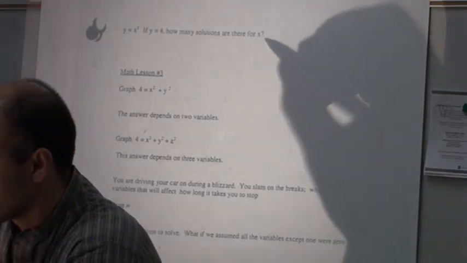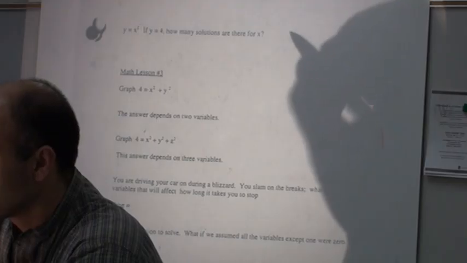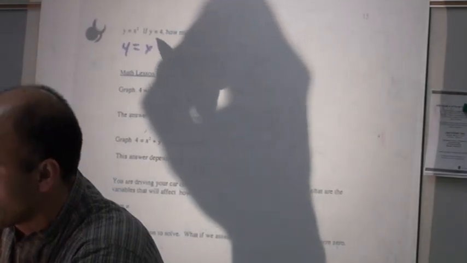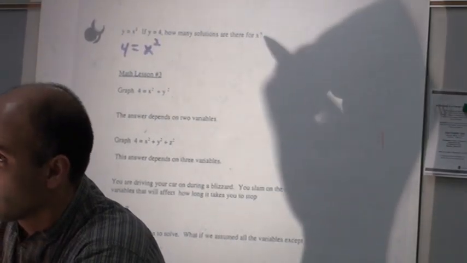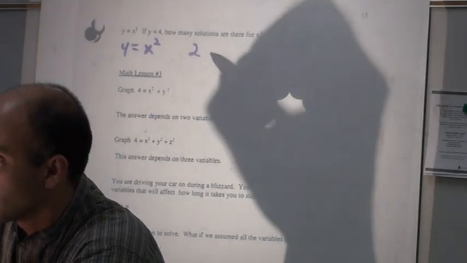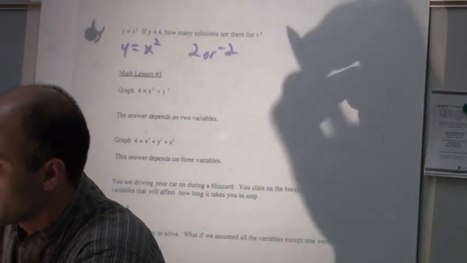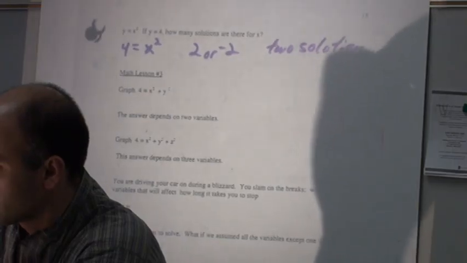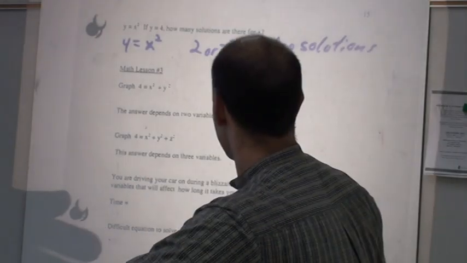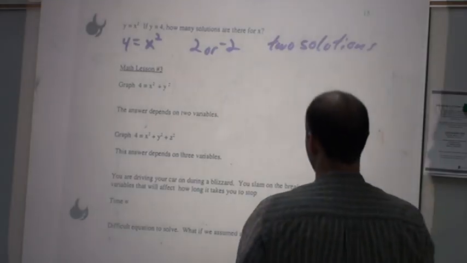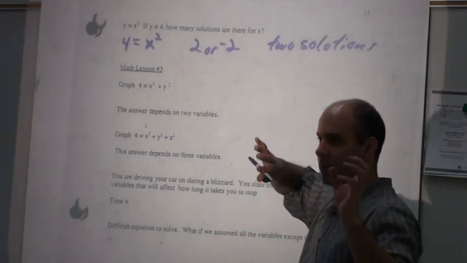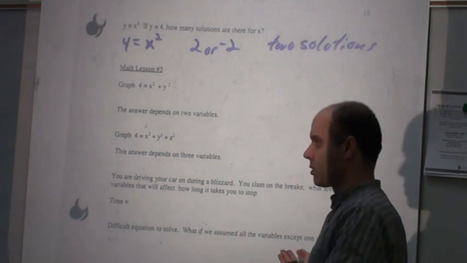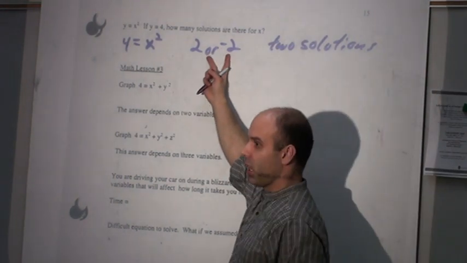How many solutions do we have, Stephanie, for x? What can x be? If y equals 4, what would x equal? 2 or negative 2. So how many solutions do we have? 2 solutions. So the point here is not to confuse the value of something and how many possible solutions there are. Here we have 2 possible solutions.